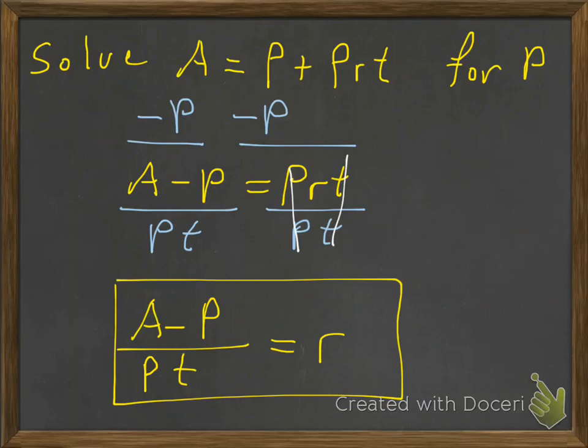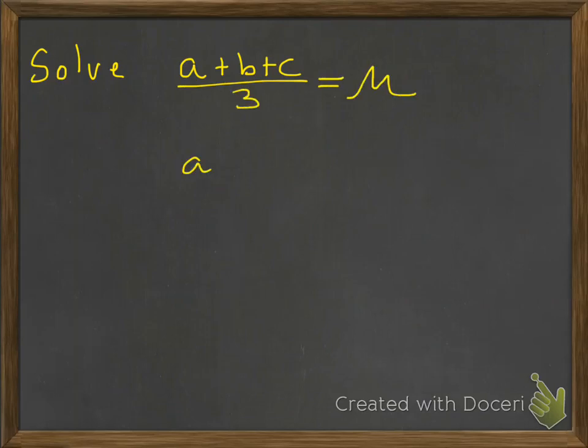And that's it. Okay. On the last one we're going to solve A plus B plus C over 3, and that's going to equal mu, the Greek letter mu. That stands for the mean, and the mean is just the average.